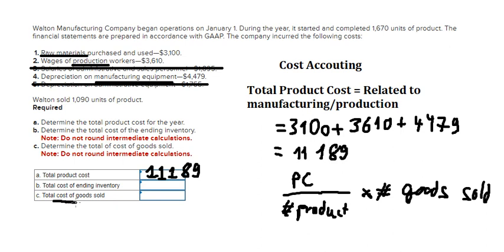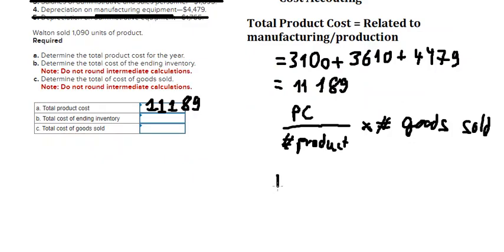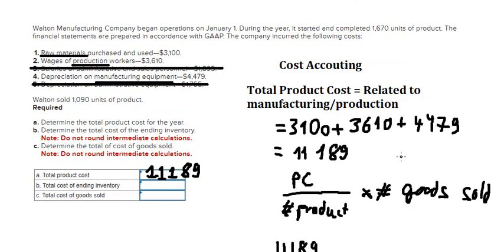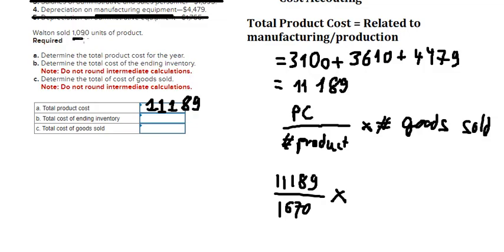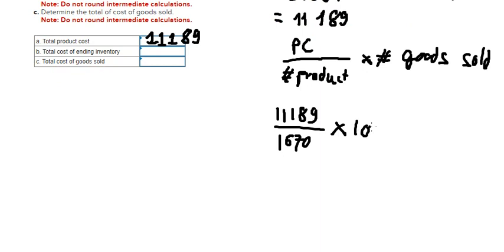So you got the total cost of goods sold. So we have 11,189. We divide by this number in here. Then multiply by this number in here. So this one, we have 7,303. So that should be this one in here.